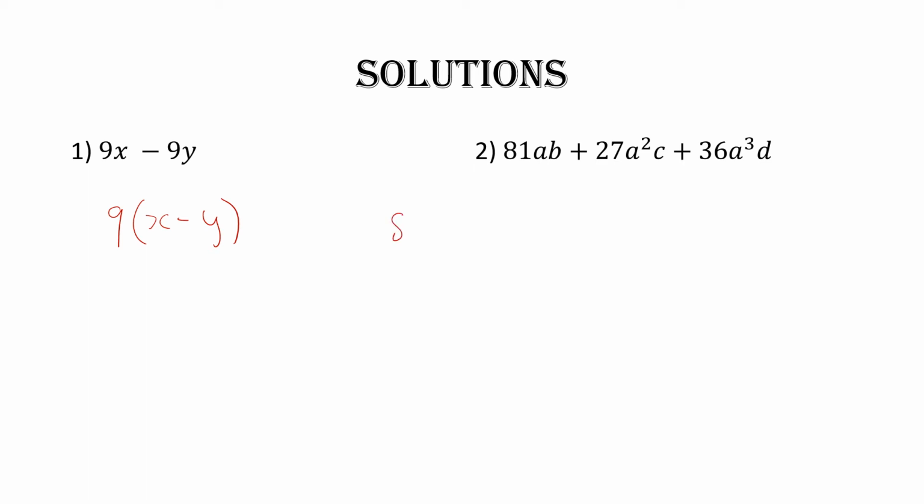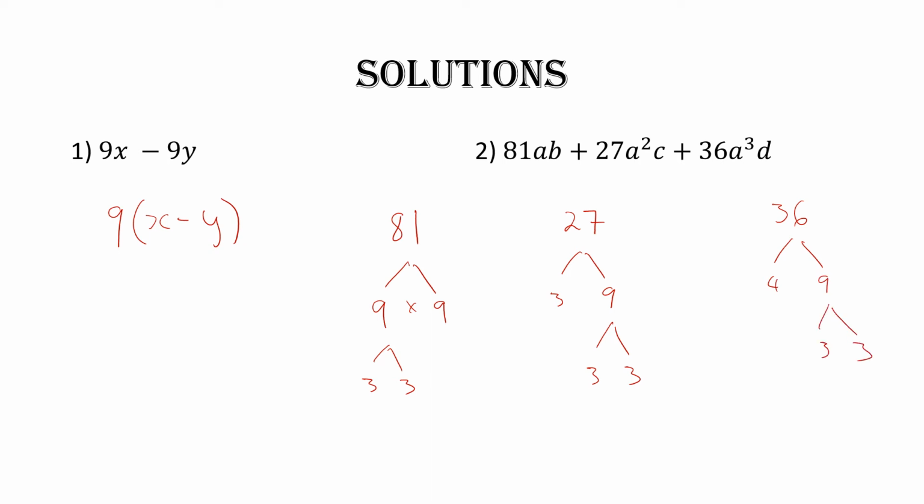So, for example, I have 81. I know that 9 times 9 is 81, and then we have 3 times 3. Good? So these are all the prime factors of 81. Then I have 27. For 27, I know we could get 3 times 9, and then 9 comes down to 3 times 3 again. And then for 36, we have 4 times 9, and then we have 3 times 3. And of course, over here, we could have 2 times 2.